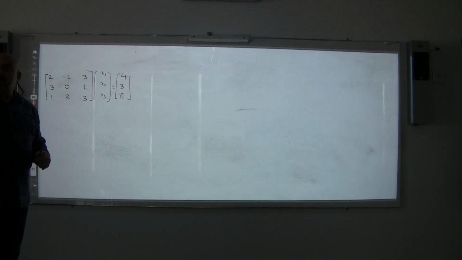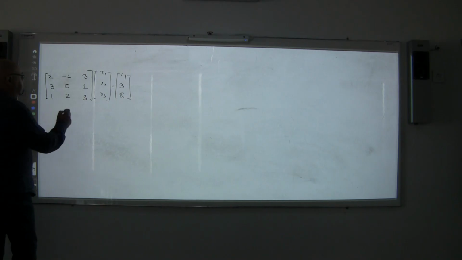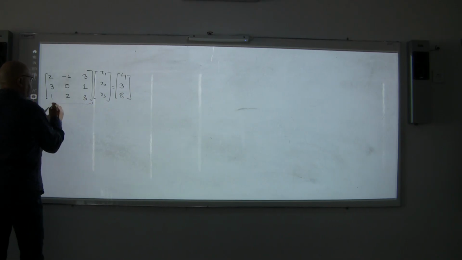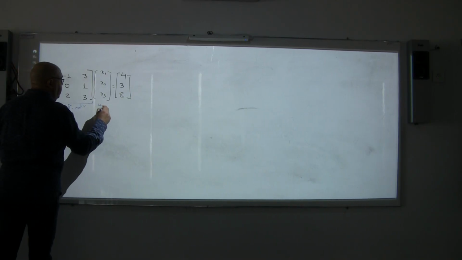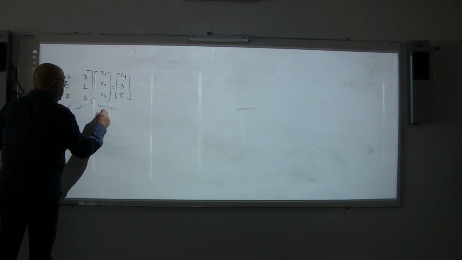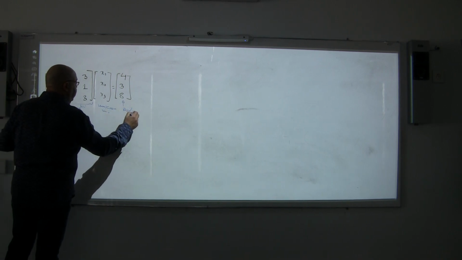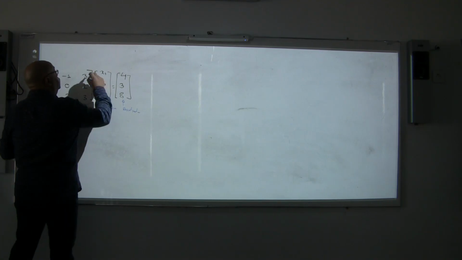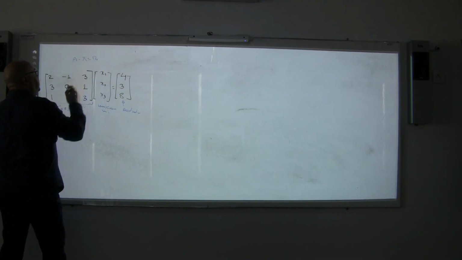Let's try to solve it using row operations. The first step is to form the augmented matrix. Remark, this is what is called the coefficient matrix. This is the unknown matrix, and that's the result matrix. Okay, so the system is A times X equal to B.